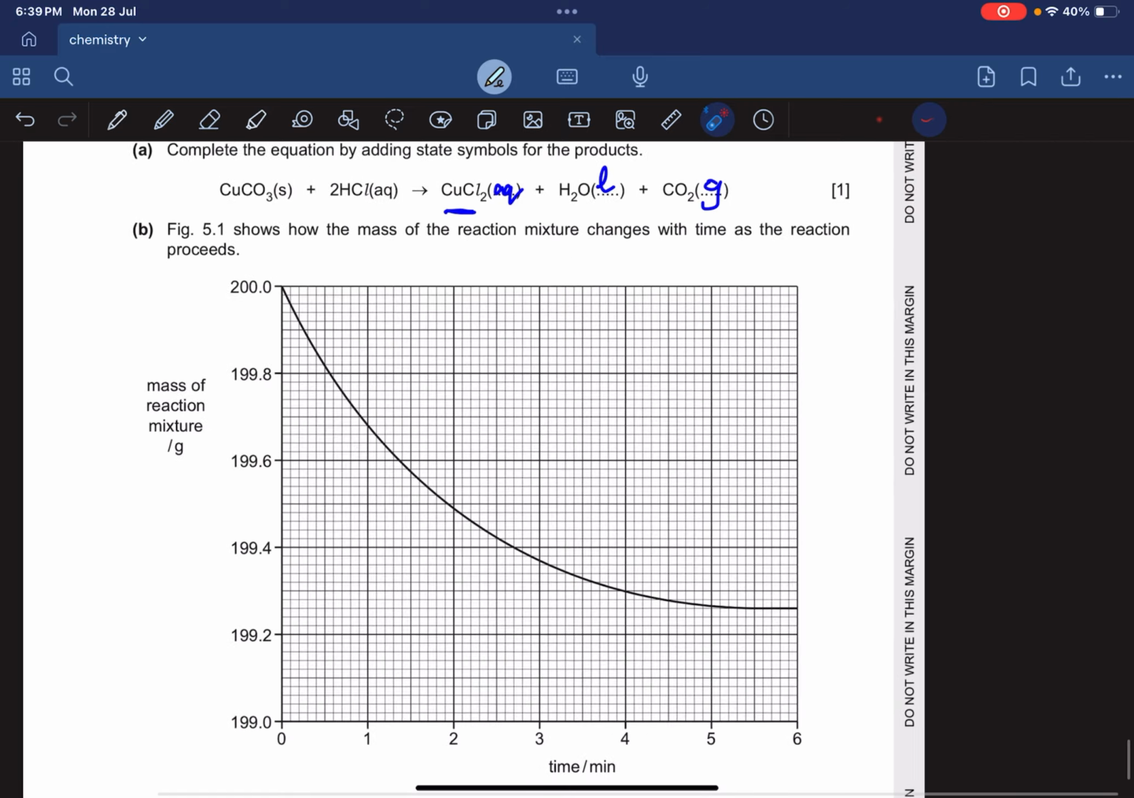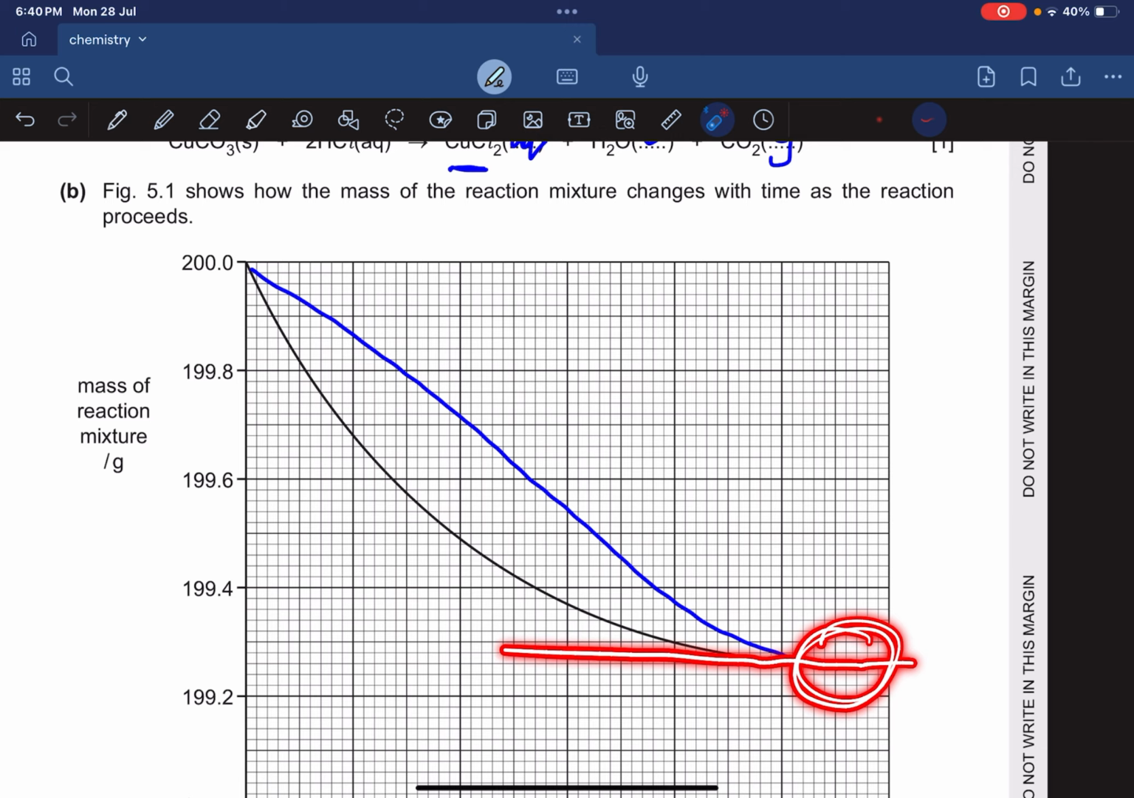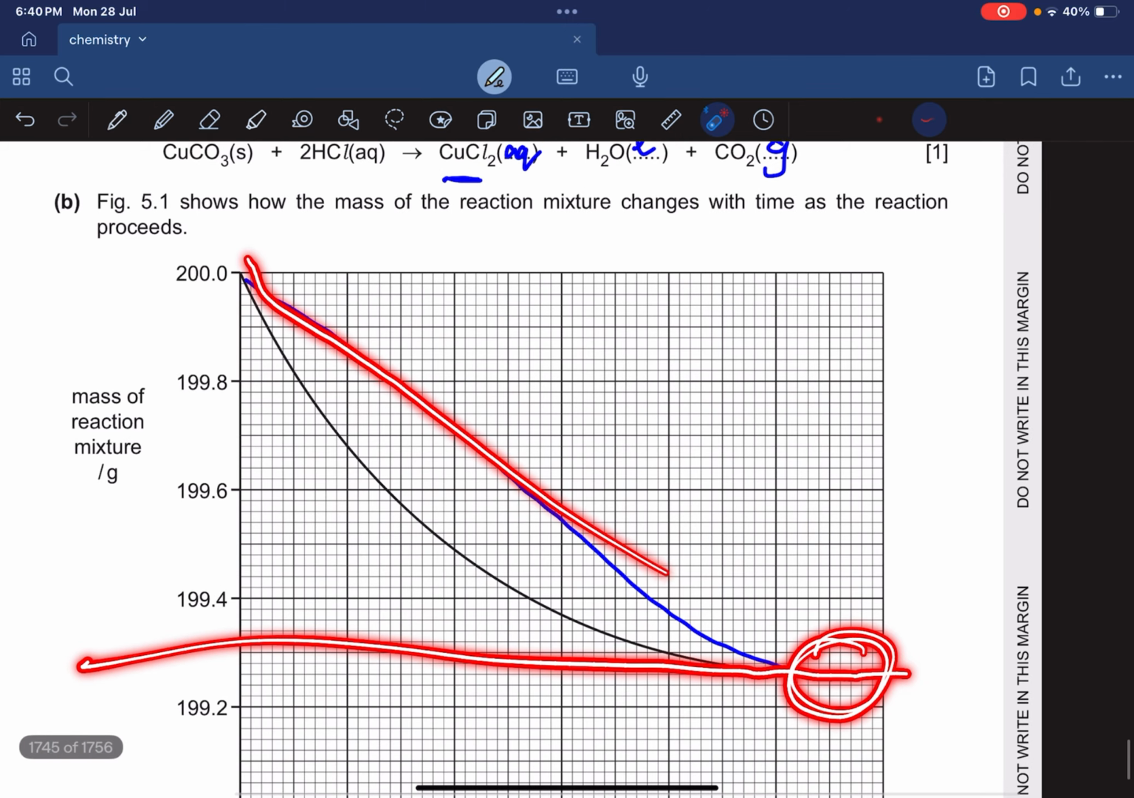So now our line this time is going to be a bit quicker. It's not like this. It's going to be something like this. It's going to be a bit faster and we're going to reach the line. Don't forget that you don't have to change the amount of the product. You just have to make it a bit faster.